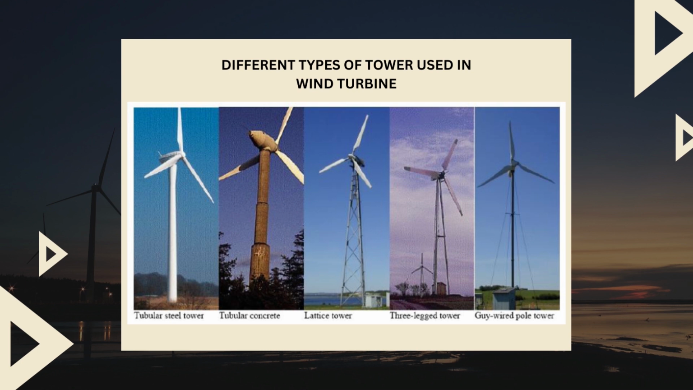Third one is lattice tower. Area of contact is less, load distribution is uneven, and transportation and fabrication are easy. Fourth one is three-leg tower. Area of contact is less, load distribution is uneven, transportation and fabrication easy. Guy wired tower: area of contact is less, load distribution even, transportation and fabrication easy, and not suitable for huge wind turbines. The last one is hybrid tower, a combination of tubular and lattice, less obstruction and strong.